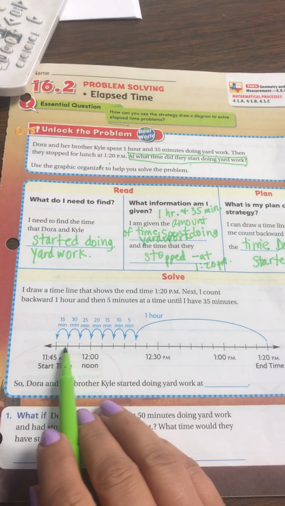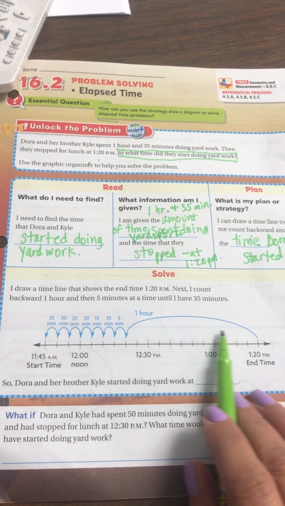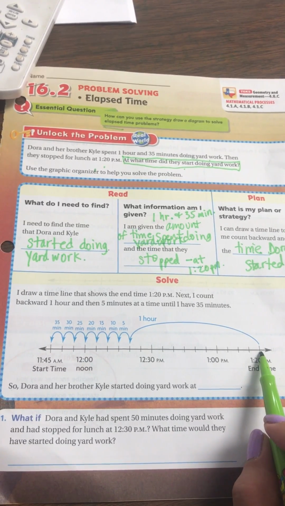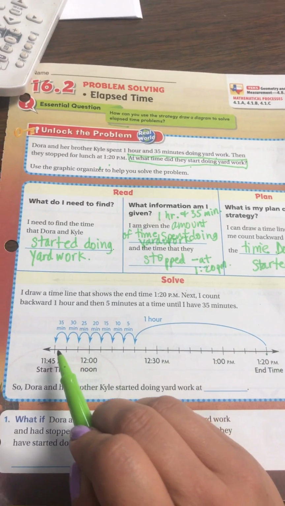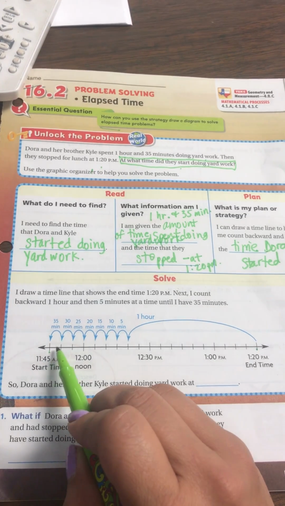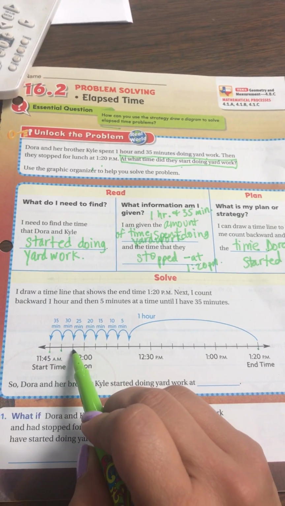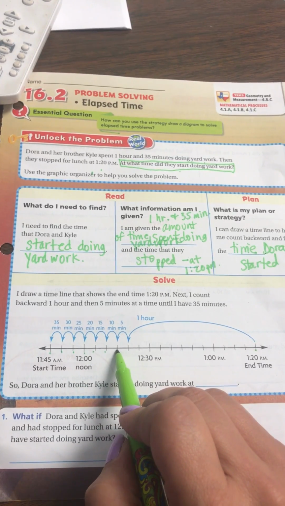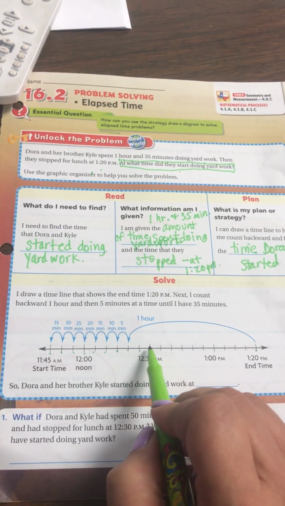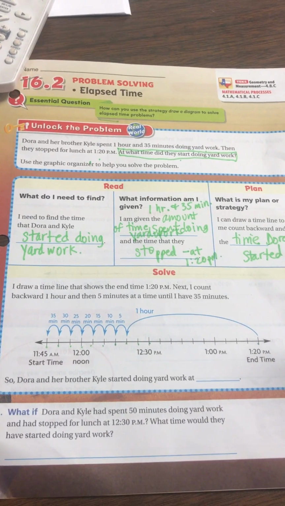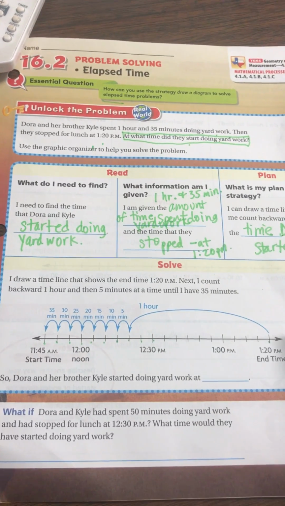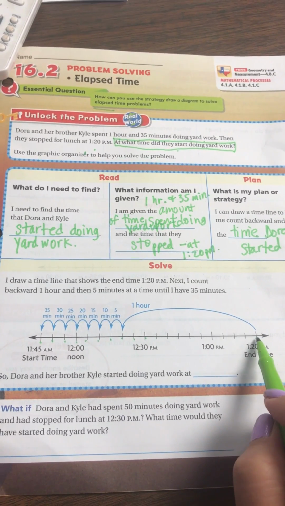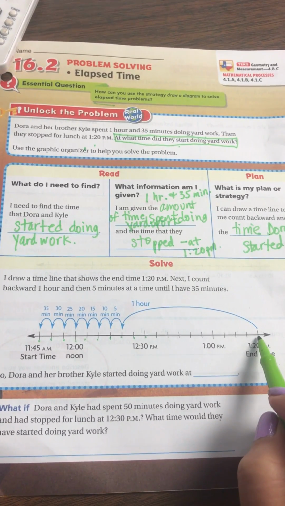We need to draw a number line that ends at 1:20. I notice that this number line counts in 5-minute increments. So here it's 11:45, that would be 11:50, 11:55, 12, 12:05, 12:10, 12:15, 12:20, 12:25, 12:30. It's counting in 5-minute increments. But at the end of the number line, we want to think about the time that they ended. They ended at 1:20.